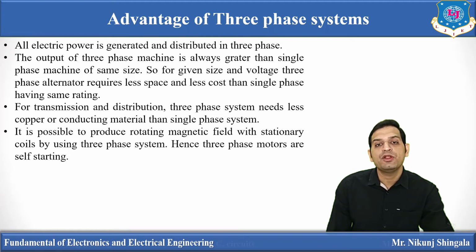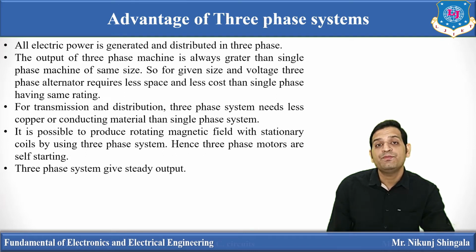It is possible to produce a rotating magnetic field in the case of a three-phase system, which cannot be done using a single-phase system. A rotating magnetic field can be generated with stationary coils using a three-phase system, and because of the rotating magnetic field, three-phase motors are self-starting. Single-phase motors are not self-starting, which I am going to discuss in the upcoming video lecture on electric machines. So this is the advantage of the three-phase system. A motor is nothing but a machine. So three-phase motors are self-starting.